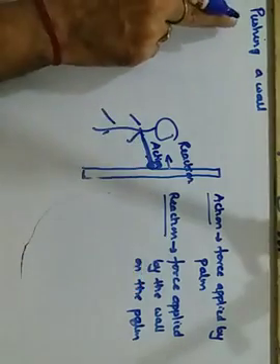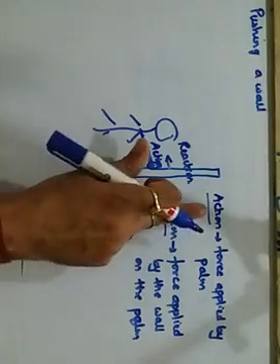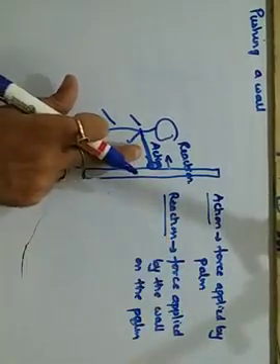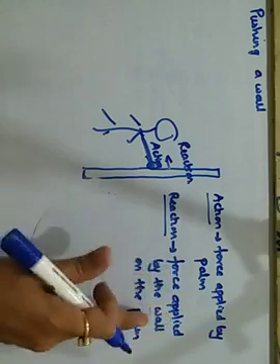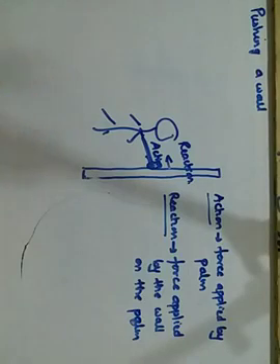A person trying to push a wall. When a person is trying to push a wall, the action is the force applied by the palm of the person. And what is the reaction? It is the force applied by the wall on the palm. So there are two things, action and reaction.